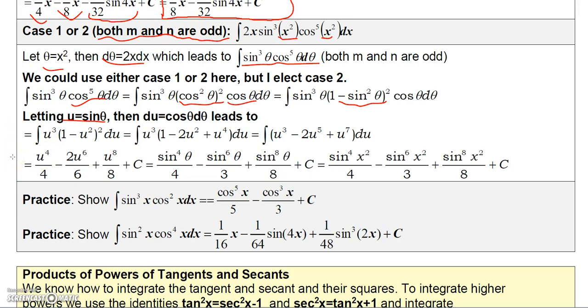So if you need to, freeze the video and then just work through the rest of it on your own here. And I also gave you a couple of practice problems down here that you can practice on and show that those integrals equal the result that I gave you here. Okay, so that ends up the case of powers of sine and cosine. And so the next one I'm going to deal with on the next video, I'll talk about products of powers of tangents and secants. So I will see you in a secant.